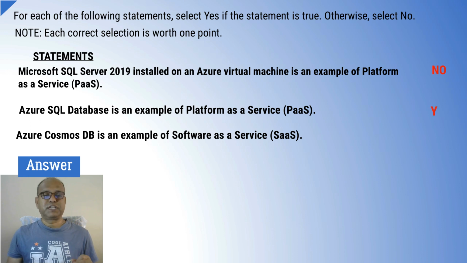So this statement is true. In statement 3, Azure Cosmos DB is a service in a platform as a service (PaaS) environment. So this statement is false.